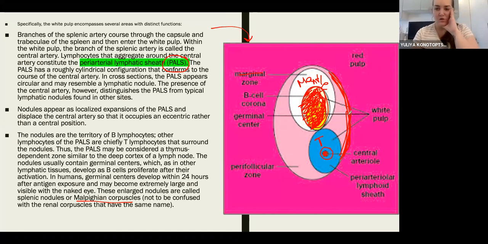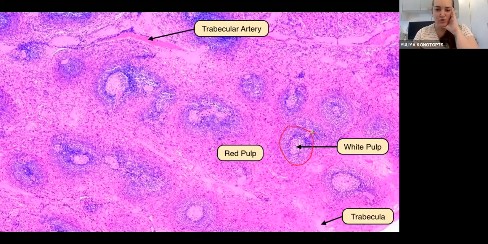Okay, so here's your white pulp. Again, your job is to always find a vessel. If you see a central arteriole, it's definitely white pulp. If you don't see it, it is just a secondary nodule.